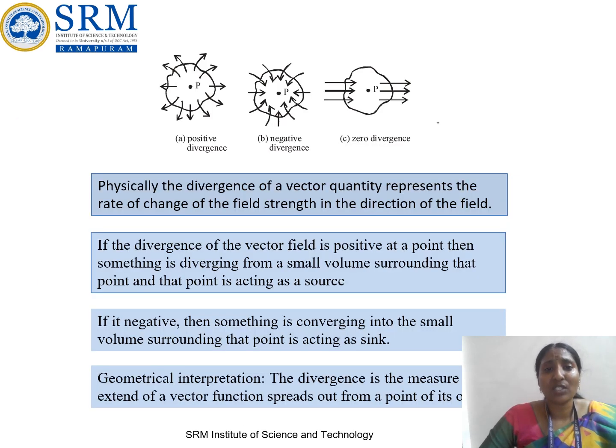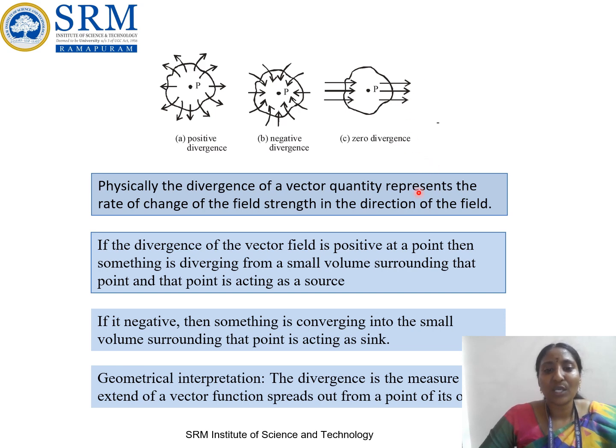Divergence is a vector operator that describes how a vector field spreads out. The field may be going outside or inside. If the field is coming outward from a point, we call it positive divergence. If the field is entering inward, we call it negative divergence. If the entering and exiting of the field are equal, we call it zero divergence.